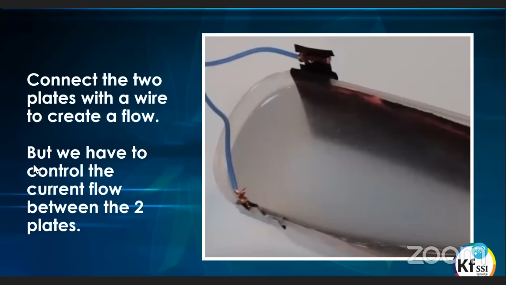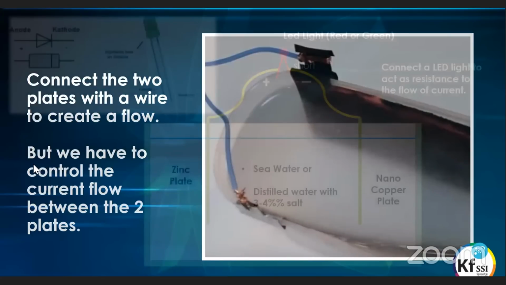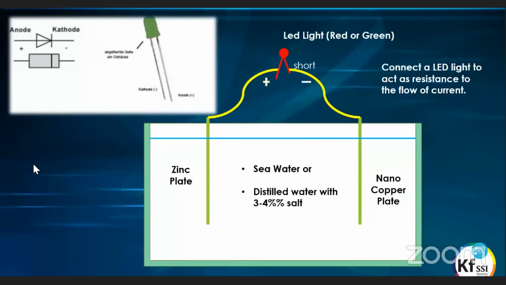What we need to do next is connect the two plates with a wire to create a flow. But we have to control the current flow between the two plates. So what one has to do is connect a LED light, a red or a green light, between the two wires, so that this LED acts as a resistance or load to the flow of the current, because we need to slow that current flow down. And so we do that with an LED.